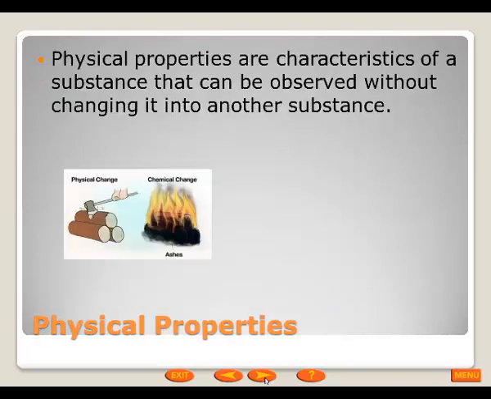So physical properties are characteristics of a substance that can be observed without changing it into another substance. So for example, taking wood and cutting it up using either a chainsaw or an axe. This picture shows an axe, but it could be using a chainsaw, cutting a tree into smaller sections. That would be a physical change. We're not changing the properties of the wood itself, we're just cutting it up into smaller pieces of what it's always been.